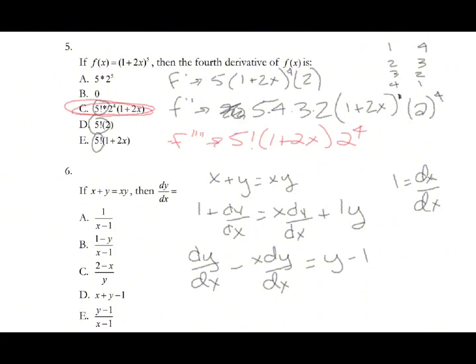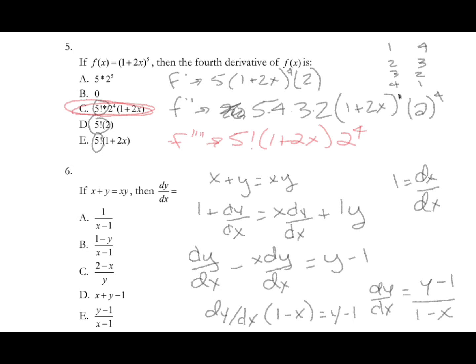Next, I'm going to go ahead and isolate dy/dx. So I'm going to get my dy/dx's on the left. I'm going to go ahead and factor out dy/dx, so I get 1 minus x on the left side. And then I'm going to divide by 1 minus x to get the answer to dy/dx. Notice that my answer is not in the answer key.